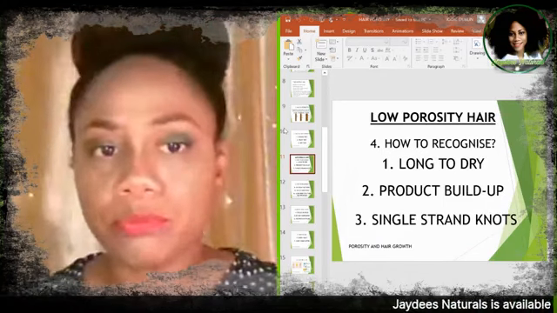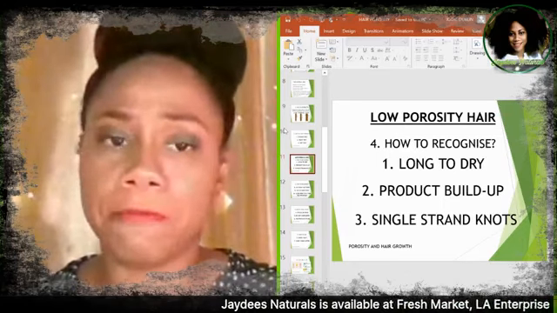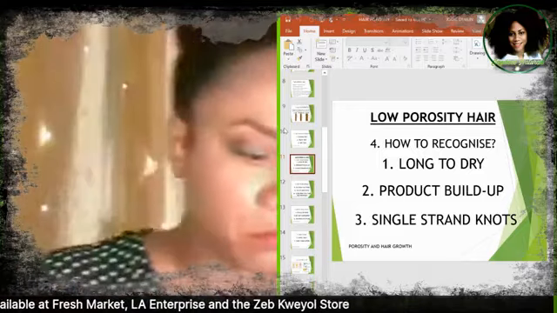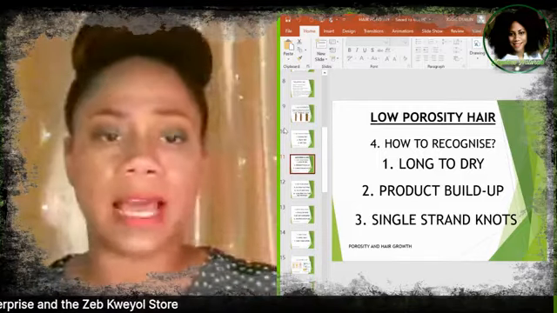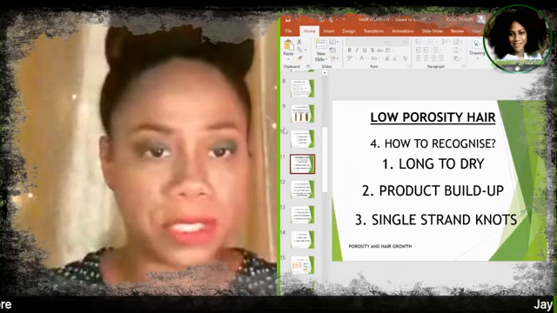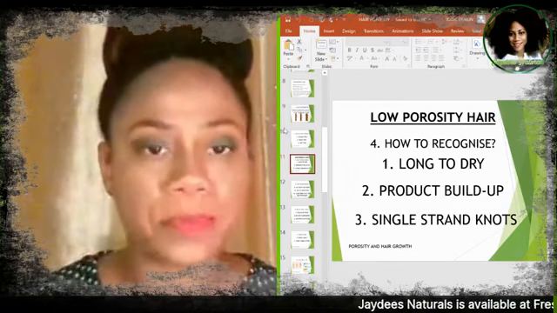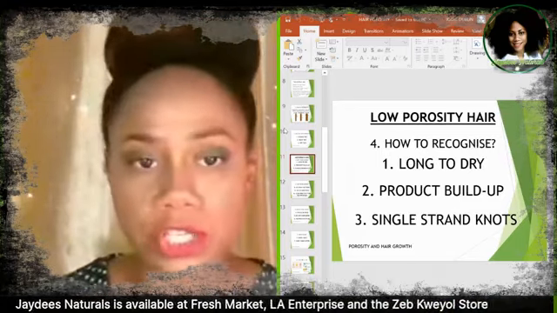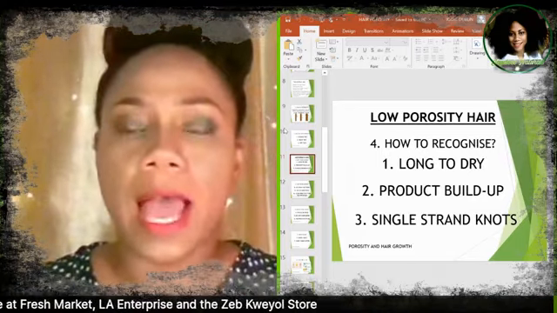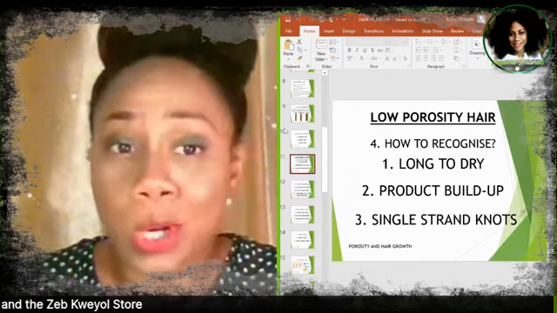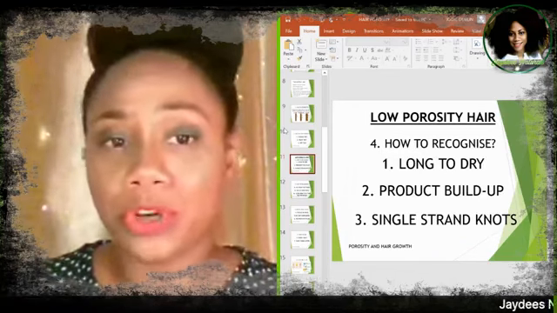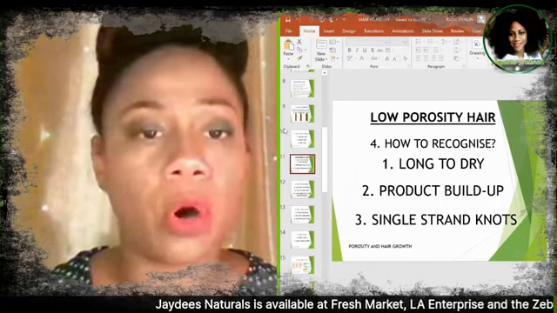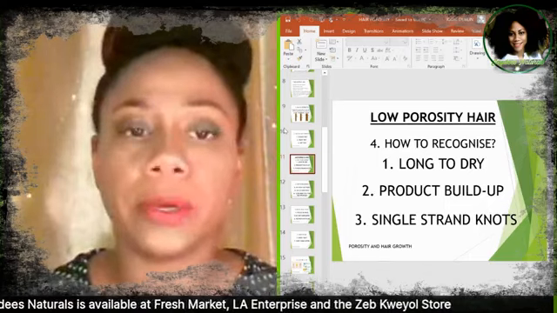Number two, you notice that product builds up very easily on your hair. And why is that, you may ask? Because we said that in low porosity hair, the cuticle is very flat and it is very difficult for moisture to go in. When you moisturize your hair and it takes in the moisture and that's all it can take in, and then you put creams and you put butters and everything, it will not go in. So all it's going to do is just sit on your hair.